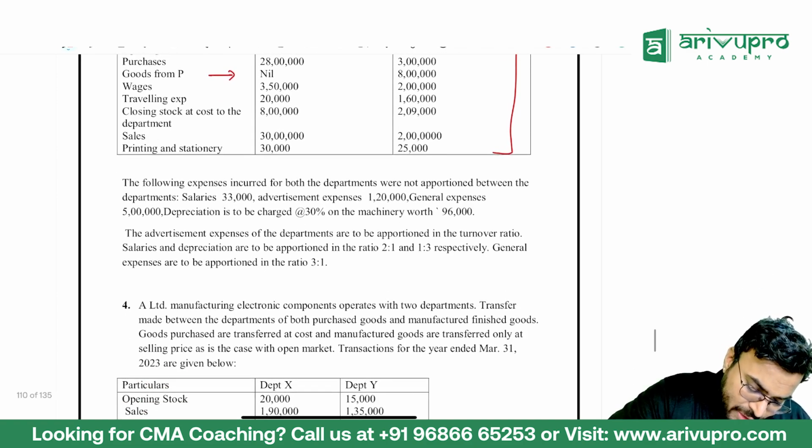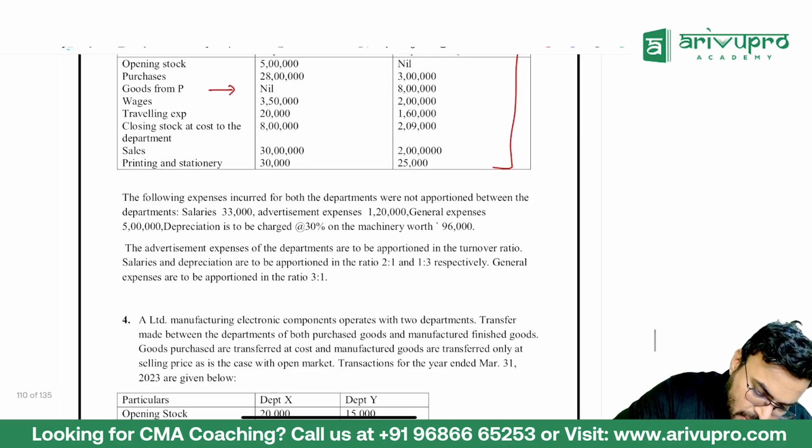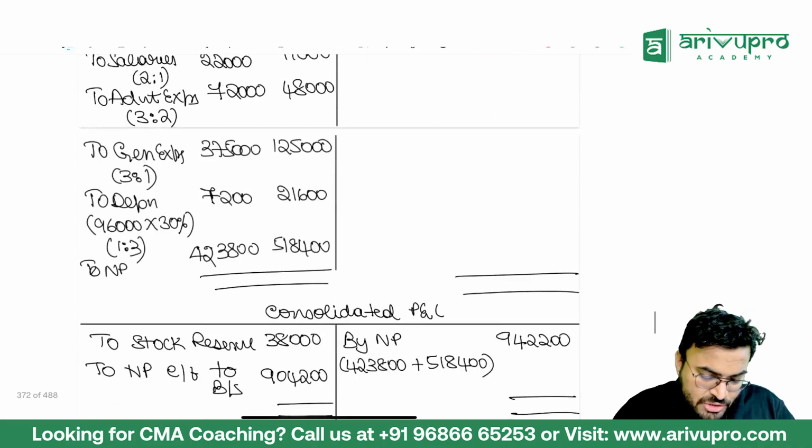Okay. Now where have they told? See over here. Department P sells goods to Department Q at normal selling price. From the following particulars, prepare Department Trading and P&L account. Now see the stock reserve calculation.